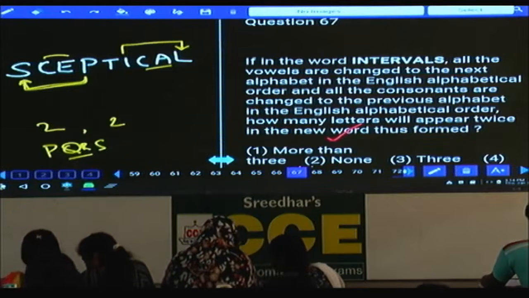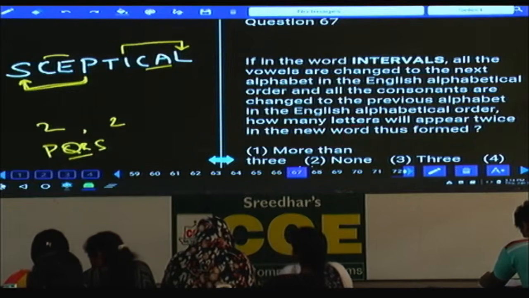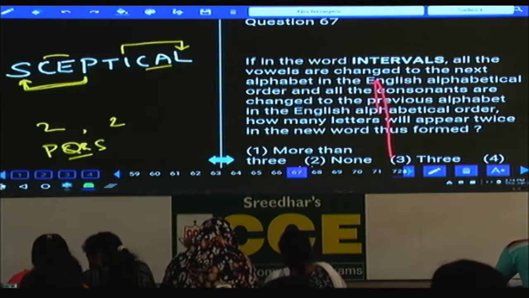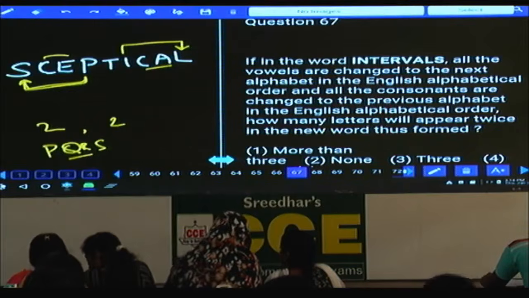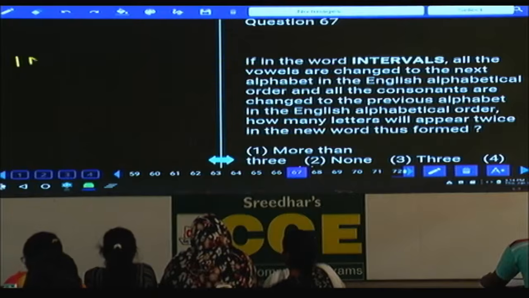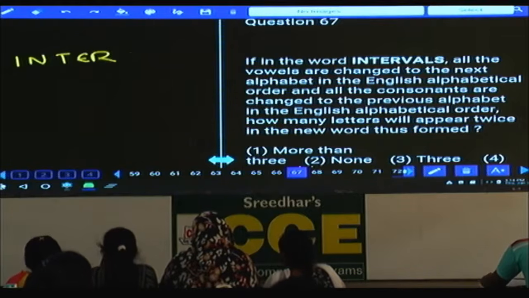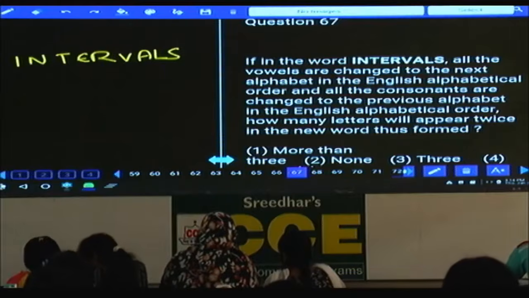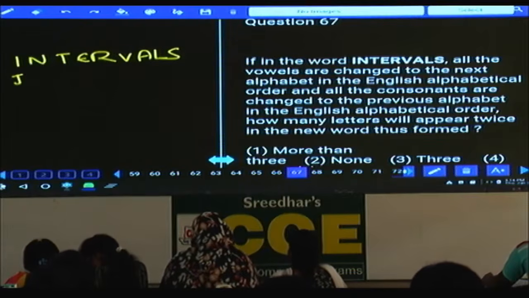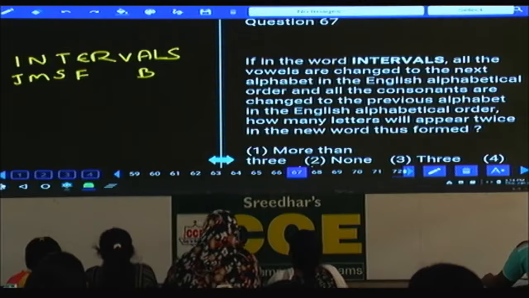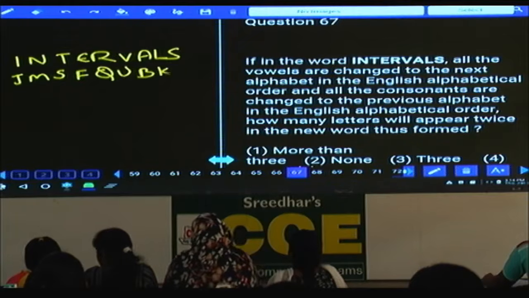Then 67. What is the information we have for this question number 67? Tell me. In the word "intervals", all the vowels are changed to the next alphabet, J, E, F, A, B, and the consonants to the previous alphabet: M, S, Q, U, K, and R.